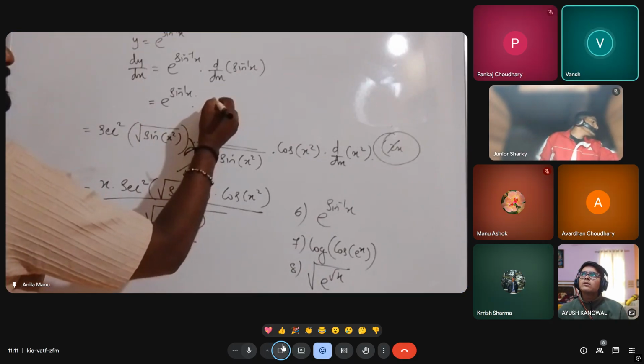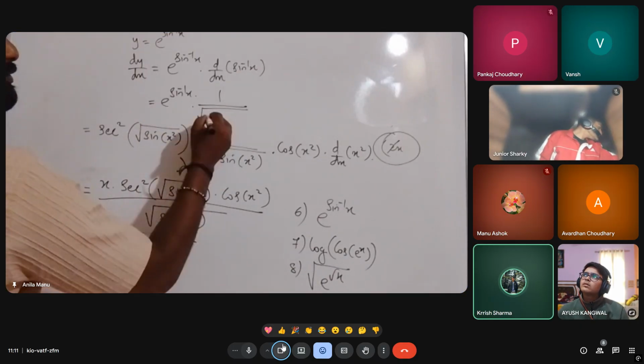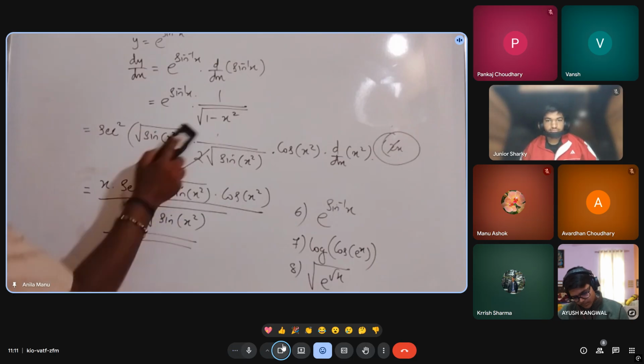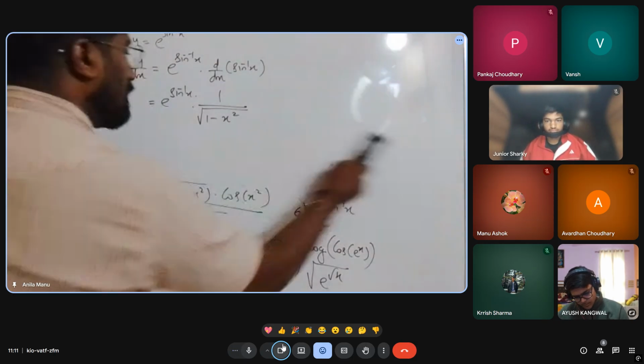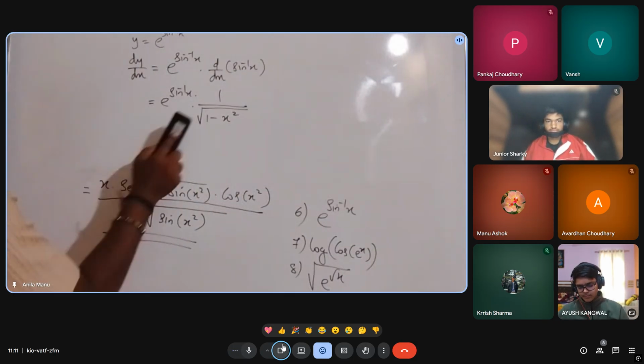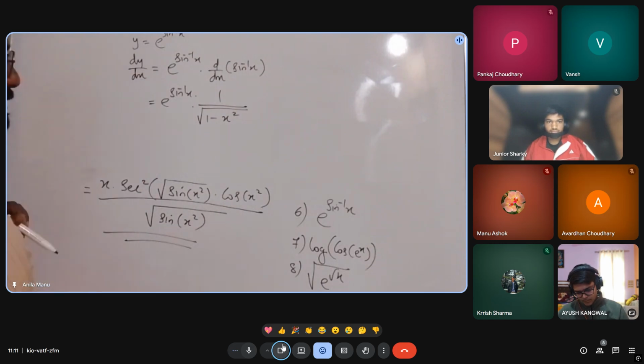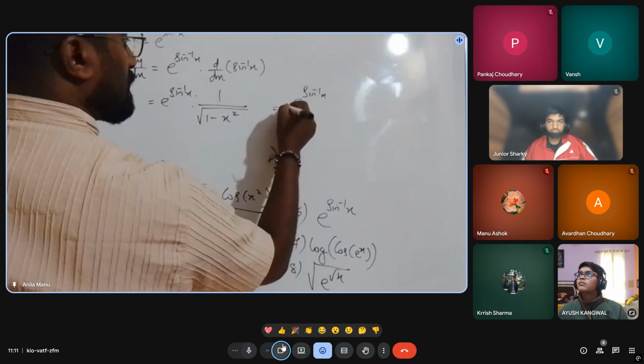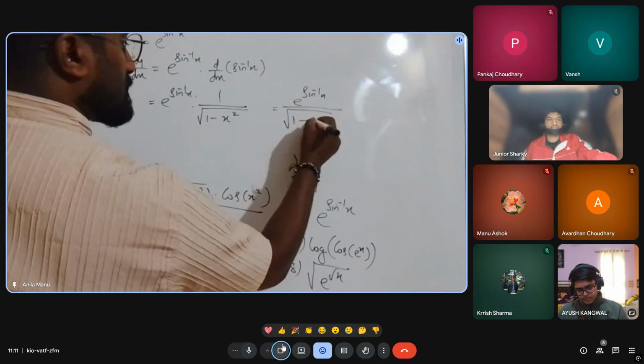1 by root 1 minus x square. Yeah, 1 by root 1 minus x square. If you want, you can write it together, in the denominator, like e raised to sine inverse of x by square root of 1 minus x square.